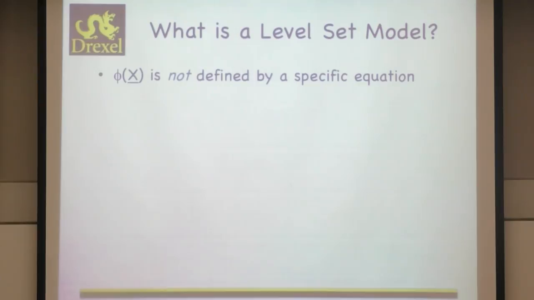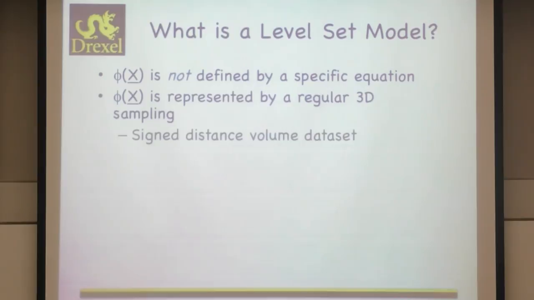So again, this phi of x is not a specific equation or formula or function. It's a sampled representation. For 3D, that's usually a signed distance volume data set. So what are those scalar values that we're storing in 3D? We like to think that they're a distance value to the surface or the curve that we want to represent.